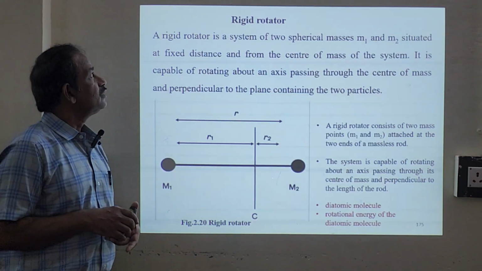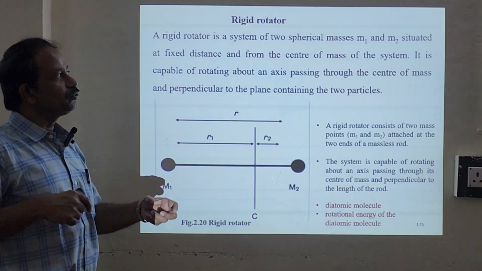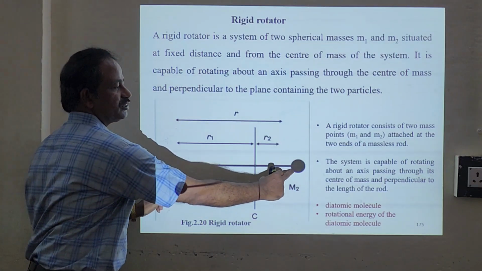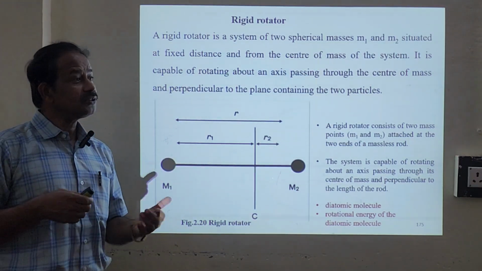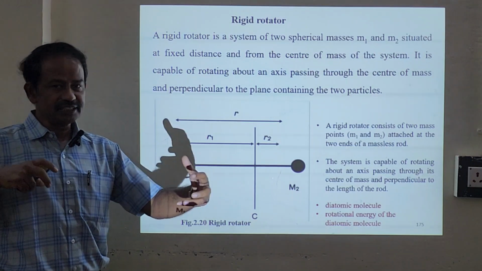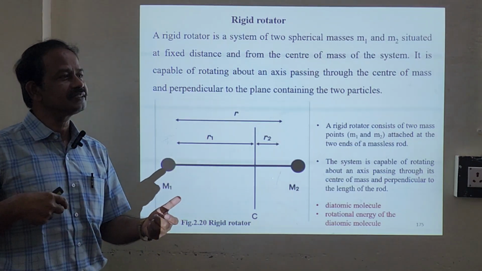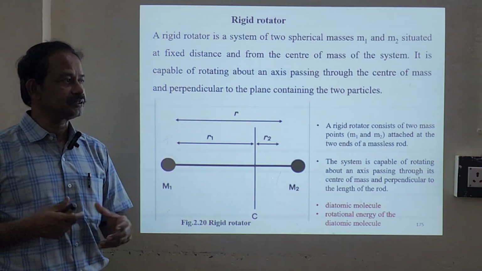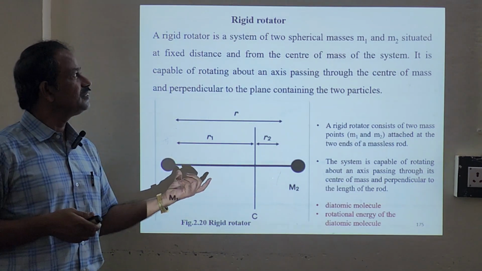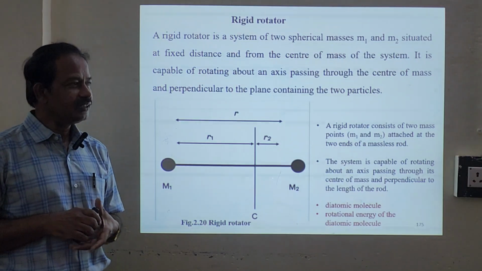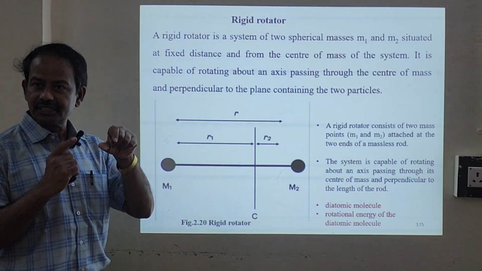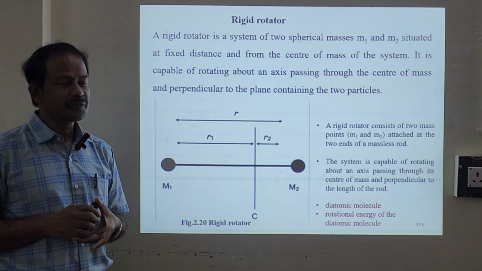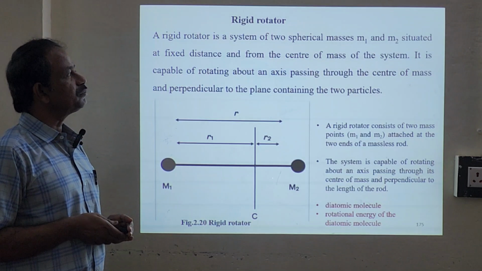A rigid rotator is a system of two spherical masses, m1 and m2, situated at a fixed distance. It can also have a free distance, meaning we can vary the distance between the two atoms. That is called a free axis, and this is a fixed axis. In the fixed axis case we find the rotational energy; in the free axis case we can find the vibrational energy.